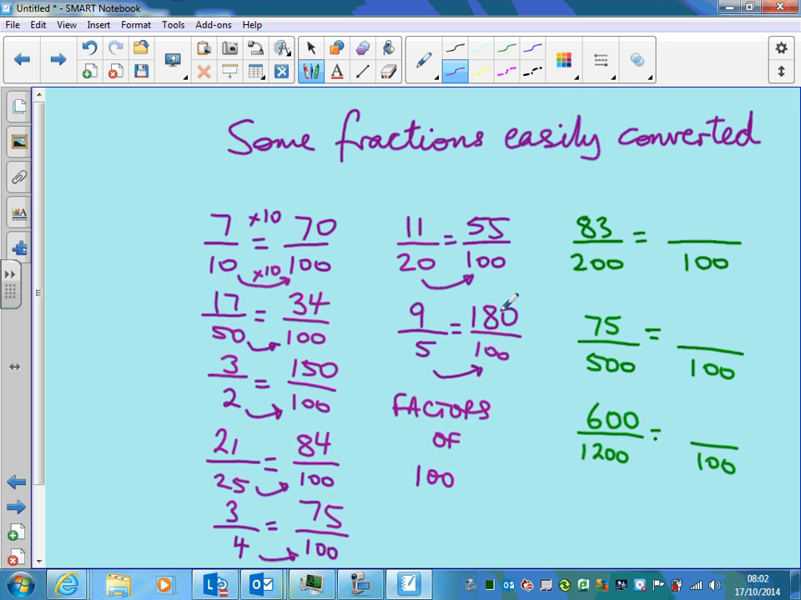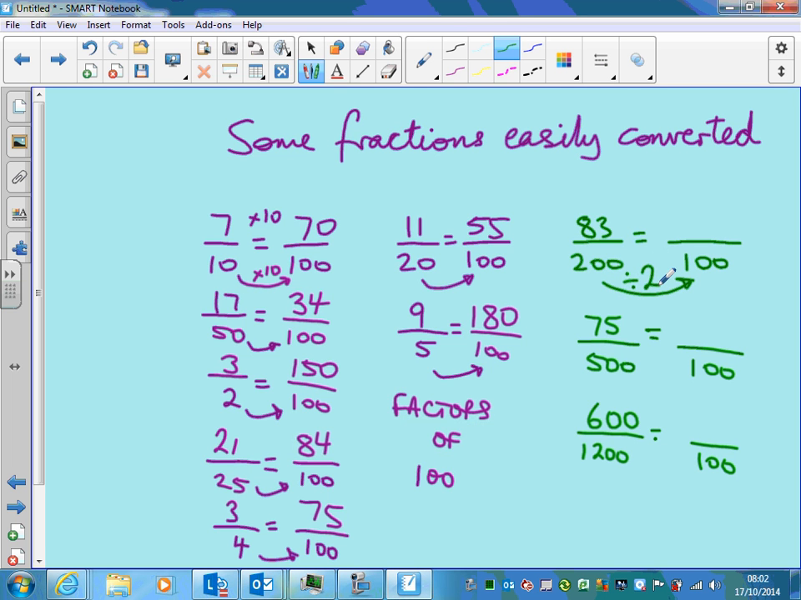Once you've got a fraction over 100, of course, you have a percentage, because like we said earlier, percent means out of 100. So 7 tenths is 70%, 17 fiftieths is 34%, 3 halves is 150%. Yes, it's possible, and so on. In green, we have some numbers which should be relatively easy to convert also, not because they're factors of 100, 200, 500 and 1200 as examples, but because they're multiples of 100, and therefore they should easily be converted into 100 by some form of division.